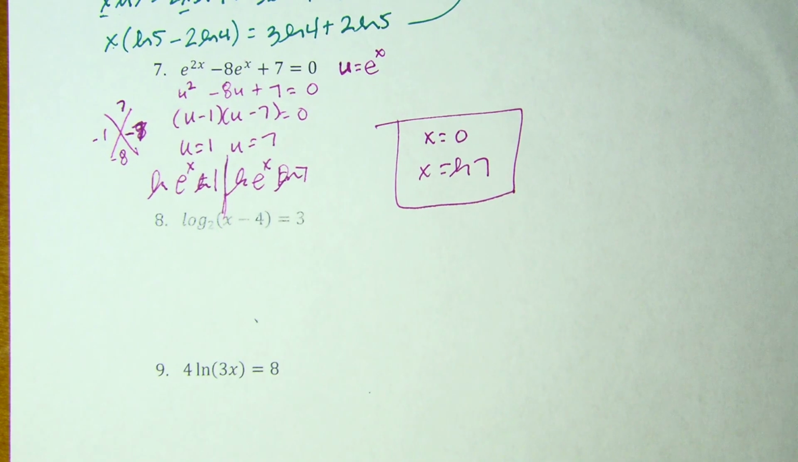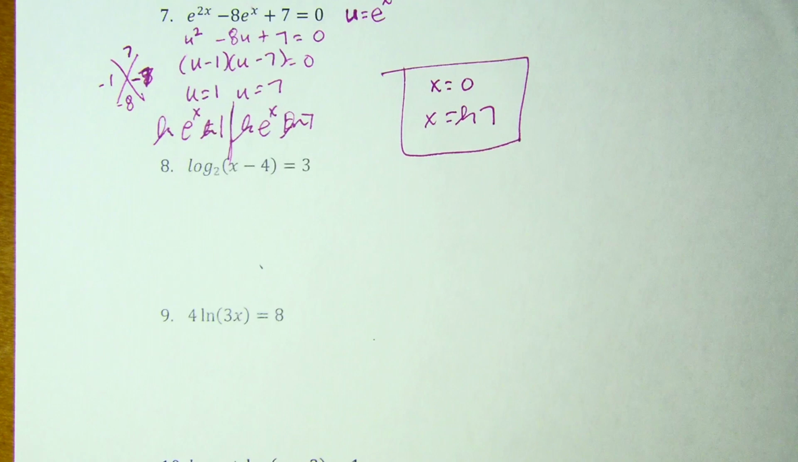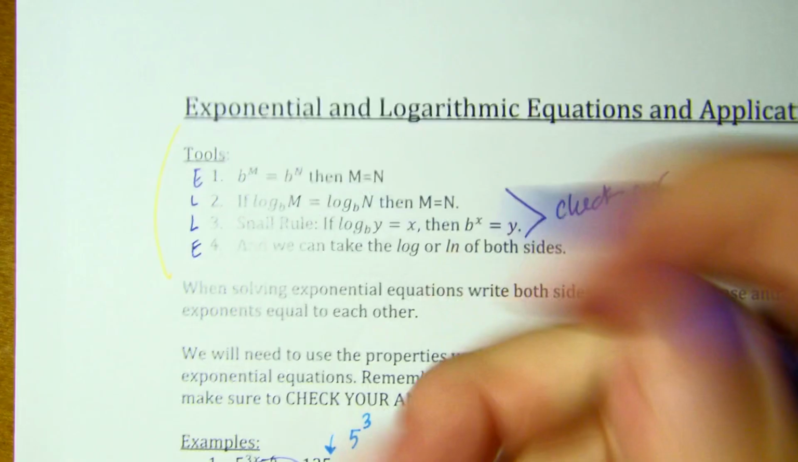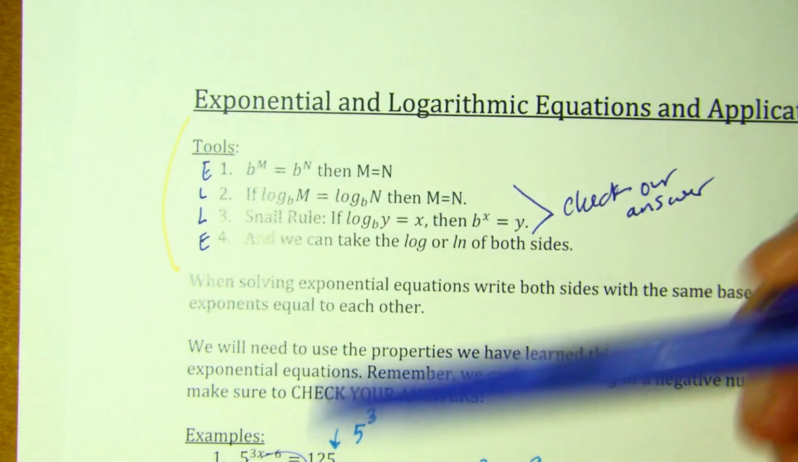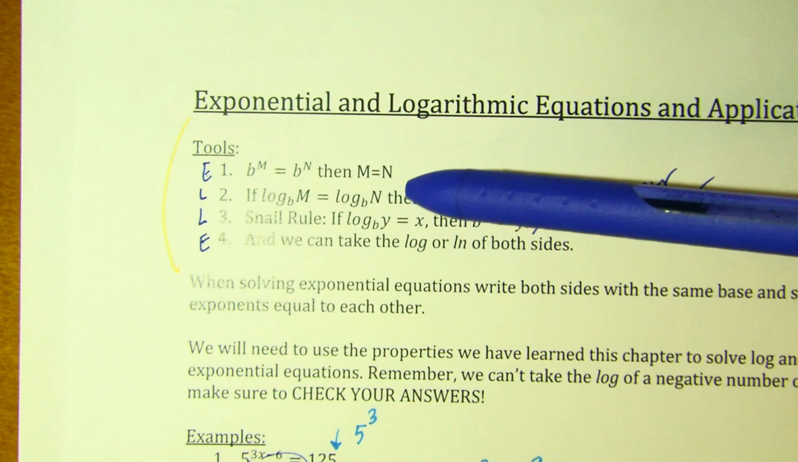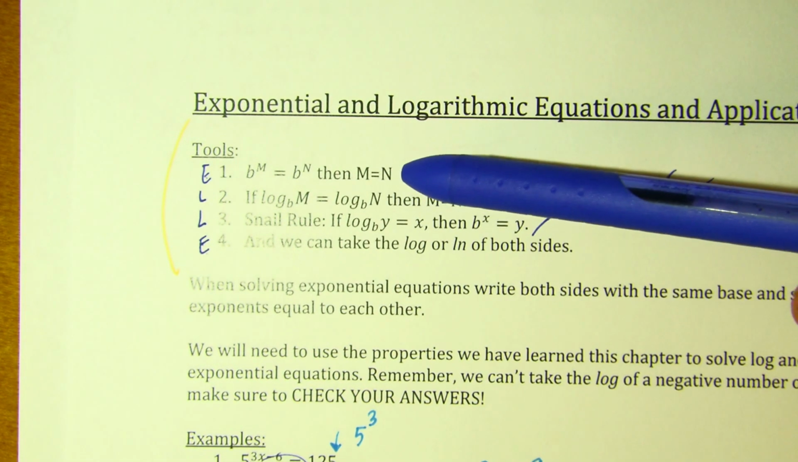All right, next one, we have log equations now. And so if you go back to the previous page where we had all those rules, now we're not using the first and the last rule anymore. We're going to be using these two middle rules. So there's two different approaches here.